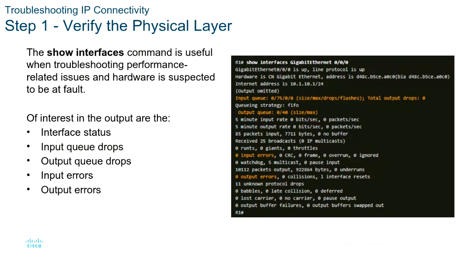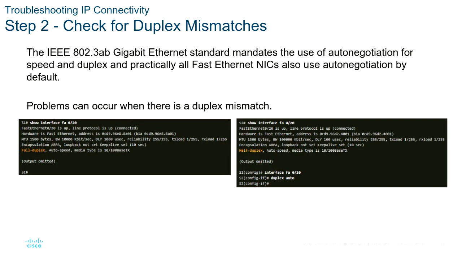If it was showing 10 or 20,000 or millions and millions of entries there, that would be a problem. So we're looking at interface status, drops from the input-output queue, and input and output errors. So we don't have any here. So we're in pretty good shape. Probably not that port. Check for duplex mismatches. So we're a little lucky here.